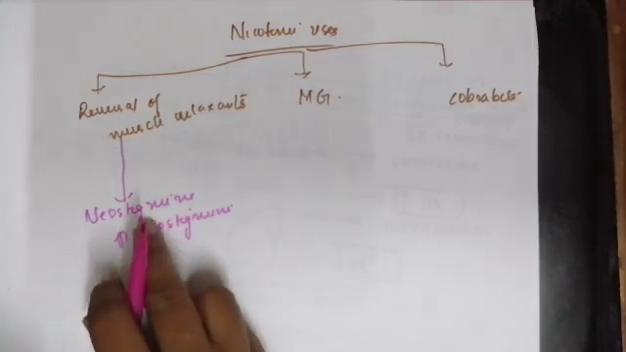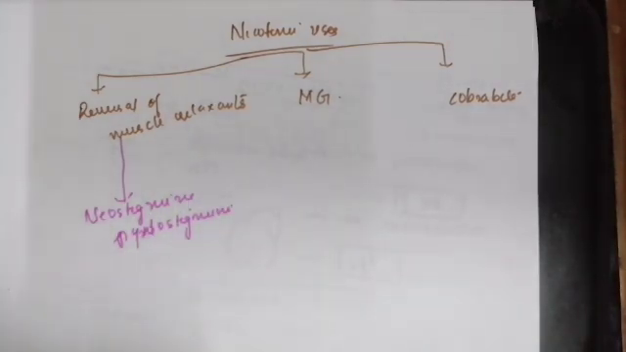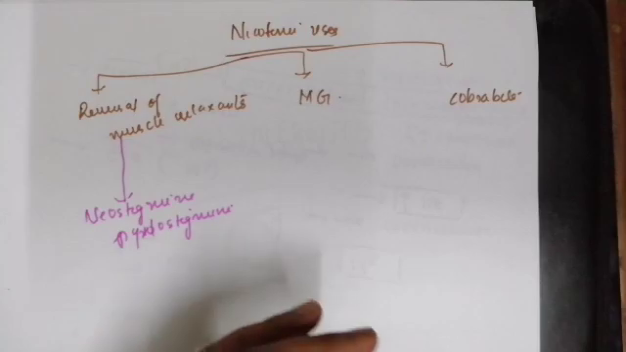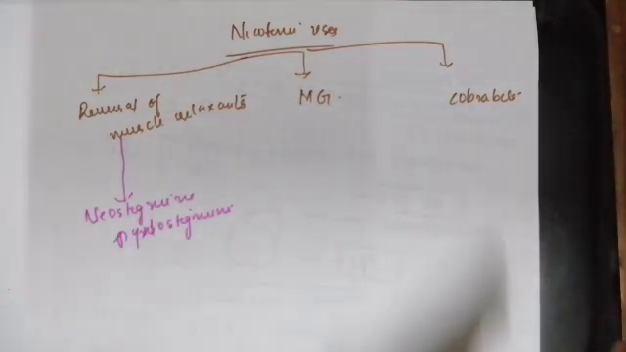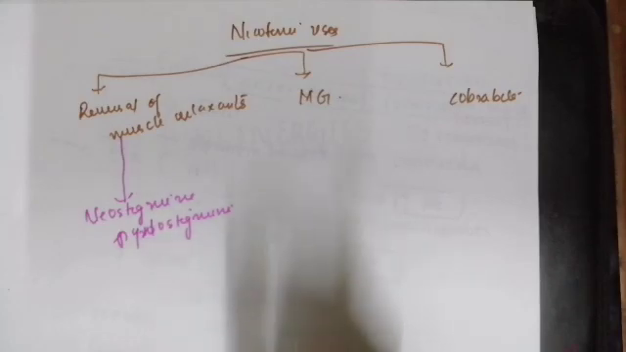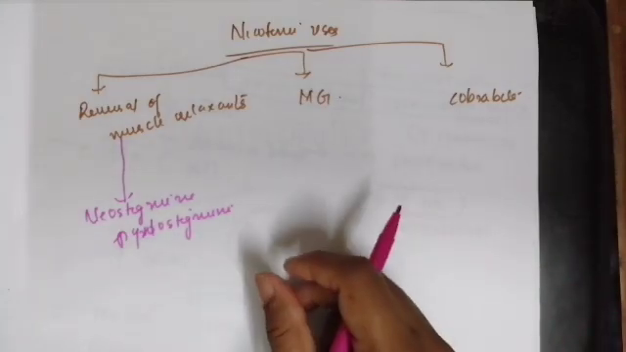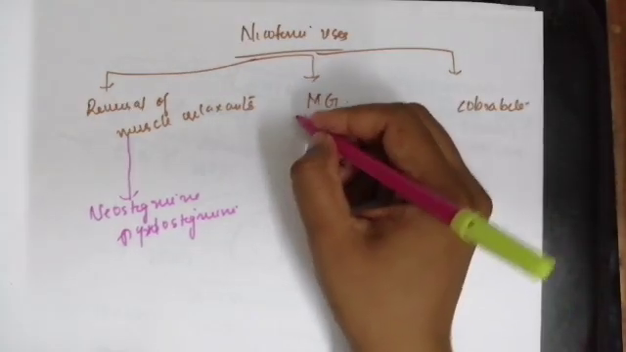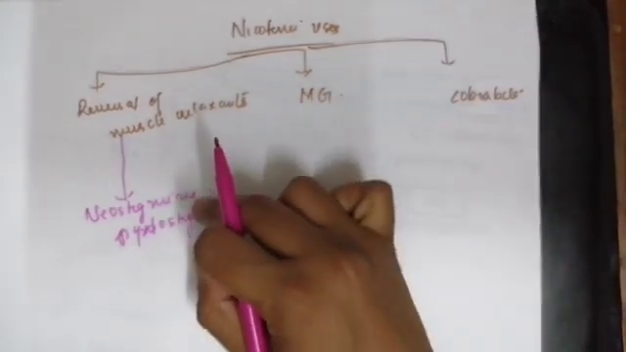While using neostigmine in these conditions, we have to use atropine along with it, because neostigmine produces muscarinic effects. To reduce the muscarinic effect, we have to use atropine along with neostigmine, because in these conditions we are not expecting the muscarinic side effects of neostigmine to be produced in the patient. So we should use it along with atropine.